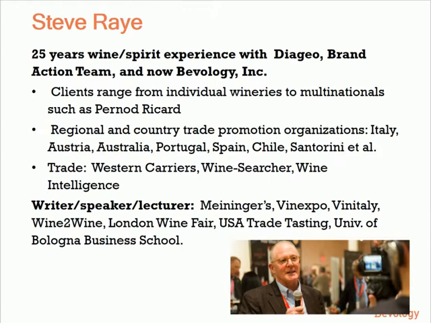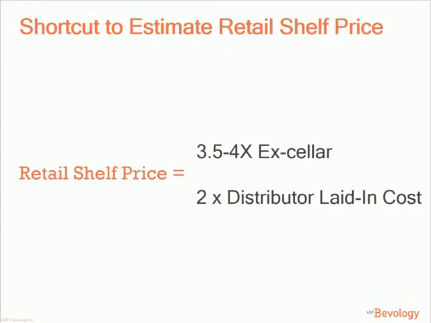So enough about me and us. Let's cut into it. Here's a shortcut for those of you who don't want to sit and listen to the whole thing, although I do recommend that you do that. Rule of thumb: if you want to figure out what the retail shelf price is going to be, multiply your ex-cellar price in U.S. dollars by 3.5 to 4, and you'll get pretty close. Another way of getting to the same solution is 2 times the distributor laid-in cost.